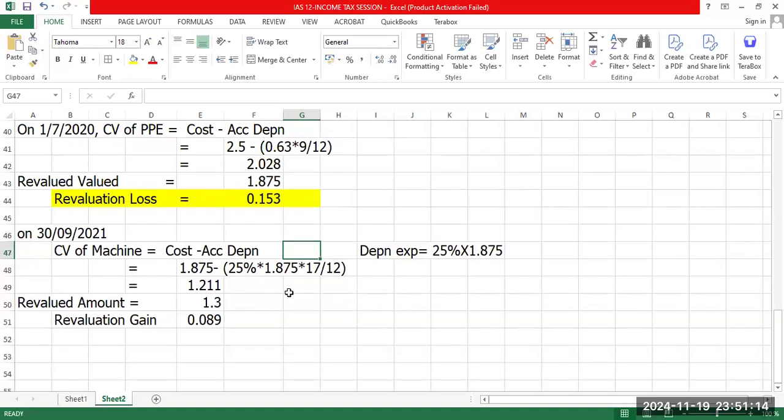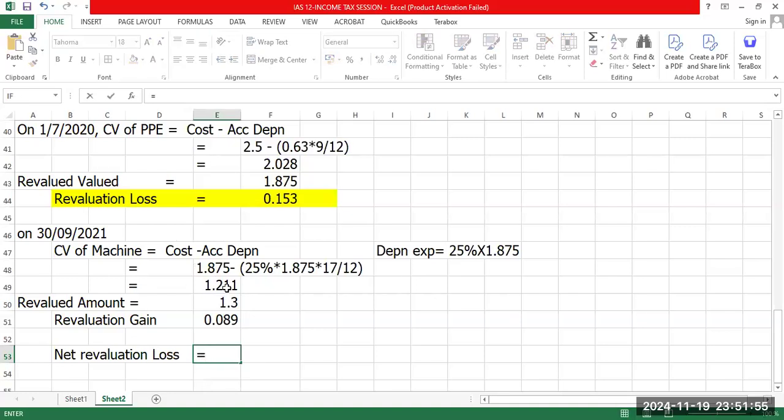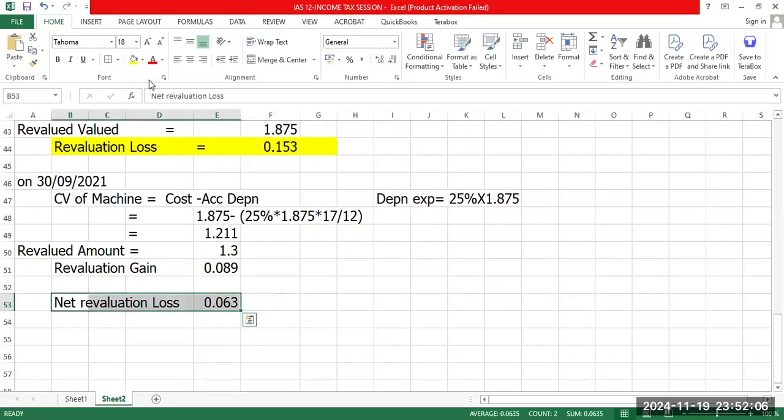So you have to net off. Net off and see the balance. The balance, will it be a gain or a loss? It's going to be a loss. Net revaluation loss is equal to this minus this. Let me hope we are on the same track. So here we have a loss.